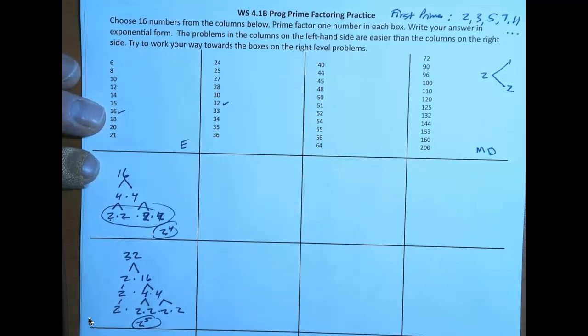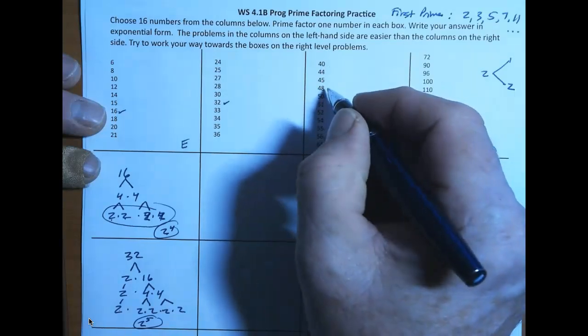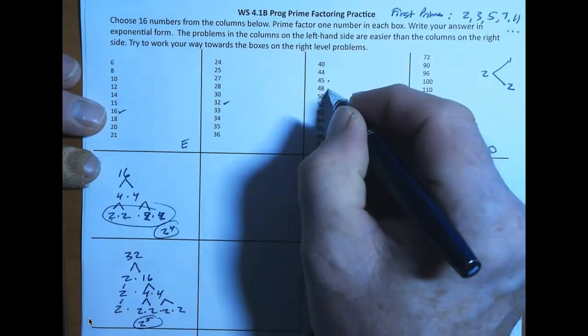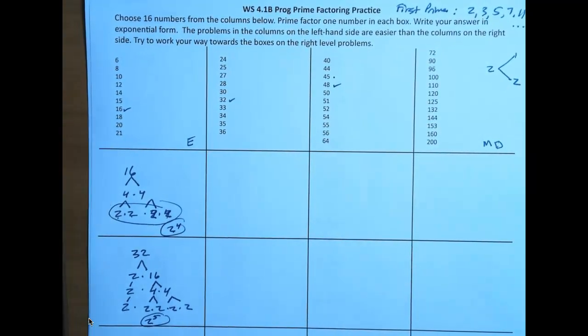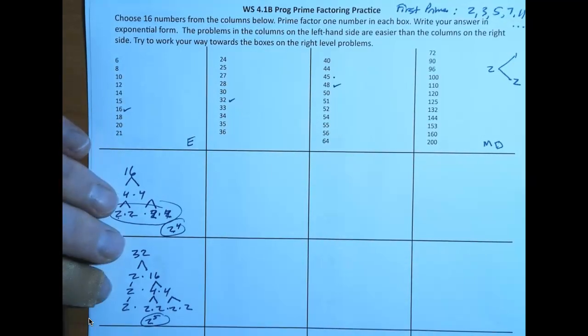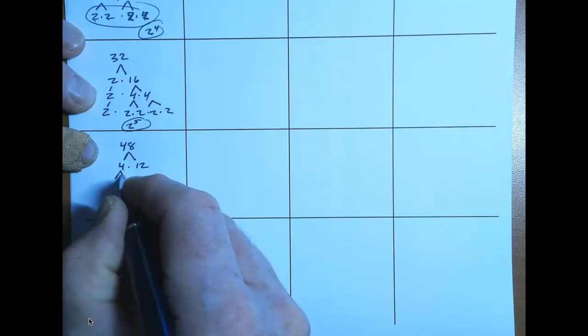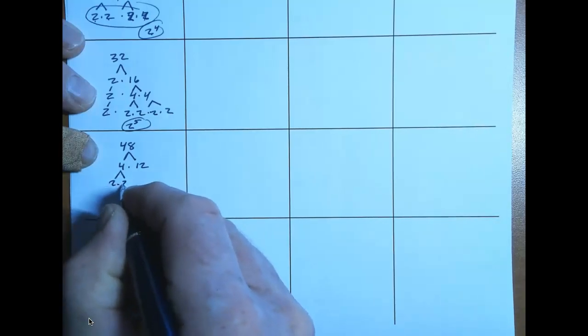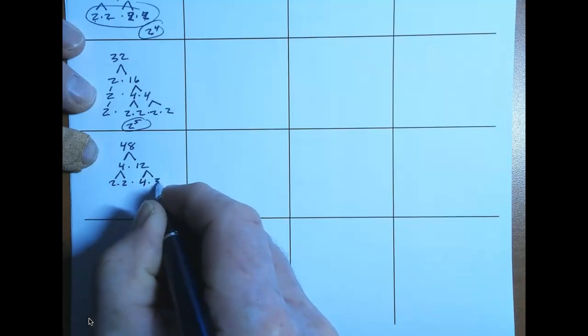Let's do one here that has more than just 2 in it. Let's do 48. 48 is 3 times 16, but let's just do it as 4 times 12. I guess I could have done 6 times 8 as well. So I'm going to break 4 down into 2 times 2, just like above. And 12, I'm going to break down into 4 times 3.